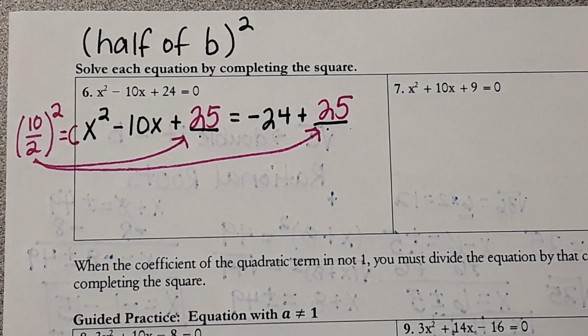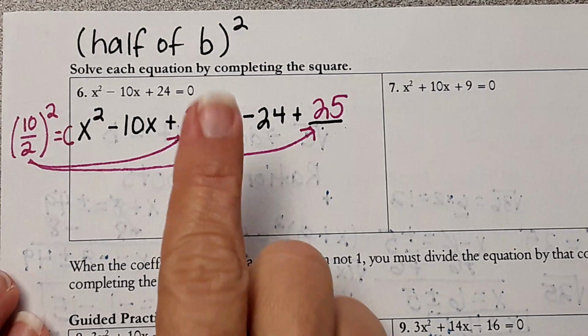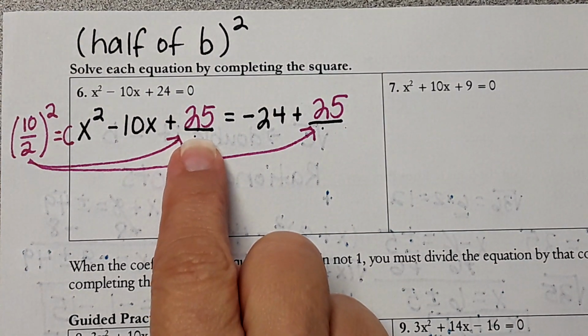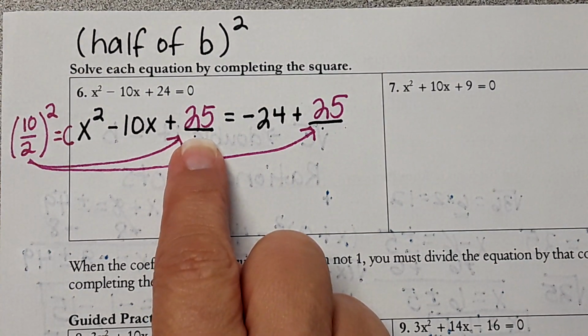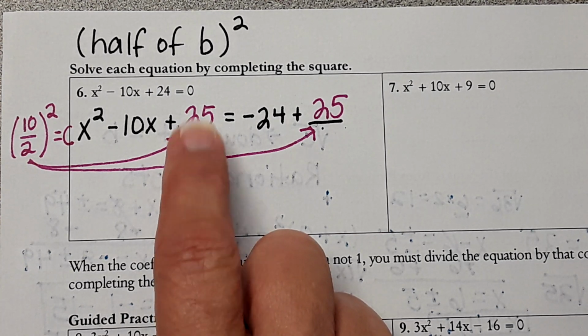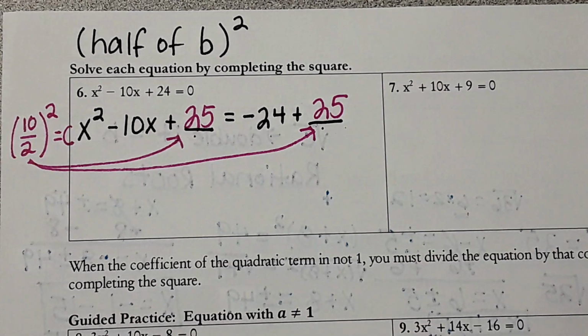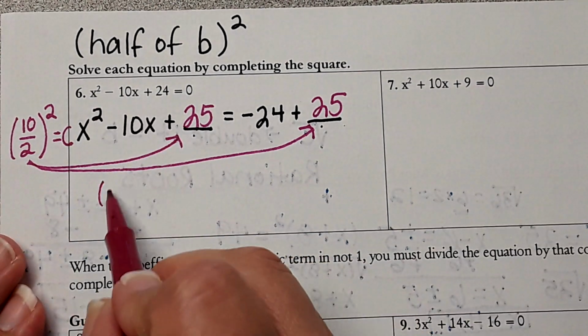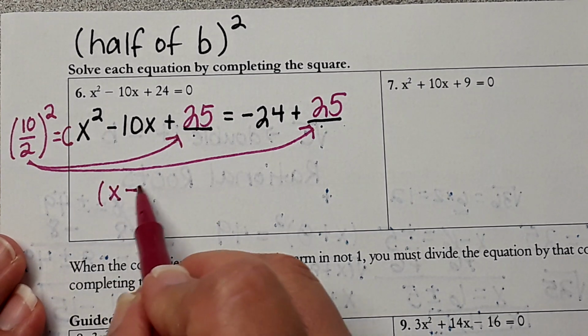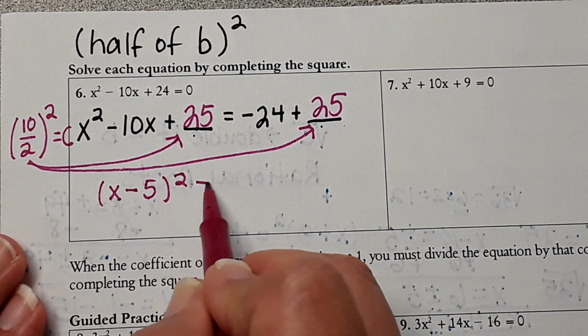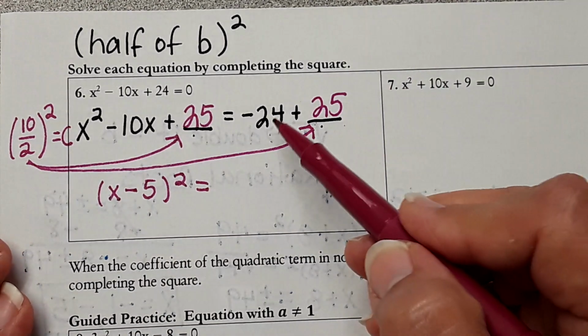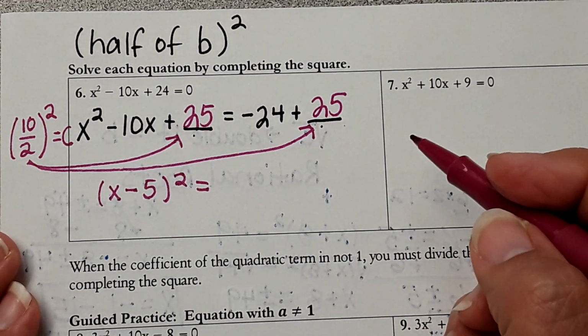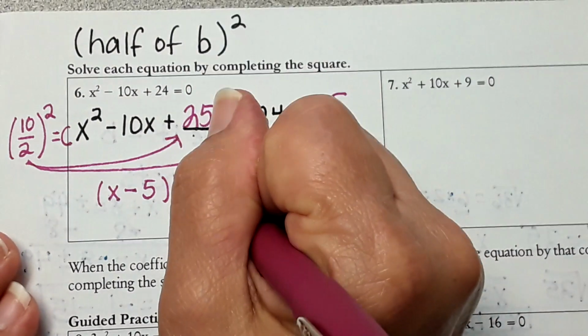Now, what we just did is we just added a step to solving by the square root. Can you take the square root of 25? Yes, you can. It's 5. And then you double it, what do you get? 10. So what we've just done is created it. So we're going to do x, this is minus, so minus 5 squared. And we're actually going to do this. Negative 24 plus 25 is 1.